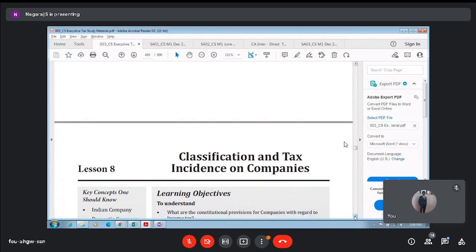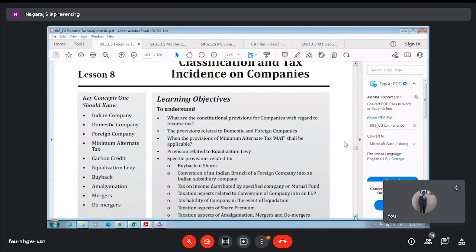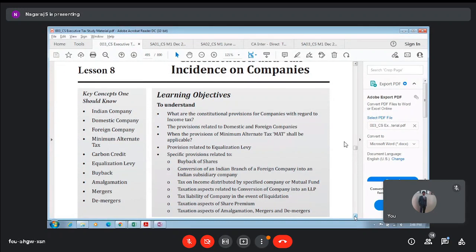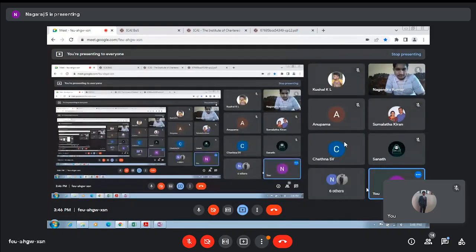Okay. First, applicability. It is applicable to all companies. All companies means what? How many kinds of companies are there? Public, private, government, small company. No. Domestic company and foreign company. In domestic company, public, private, everything will come. It is applicable to both foreign company as well as domestic company. For both companies, MAT will be applicable.